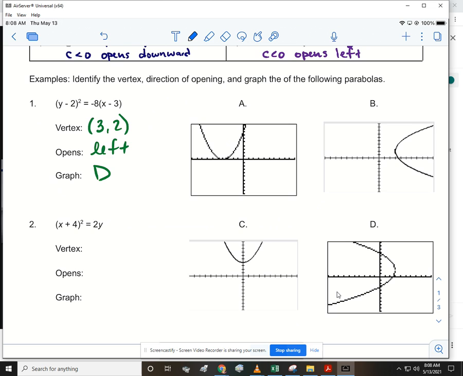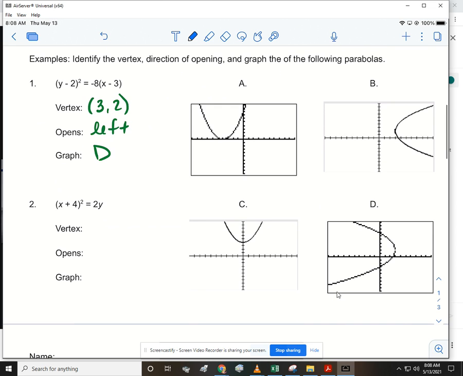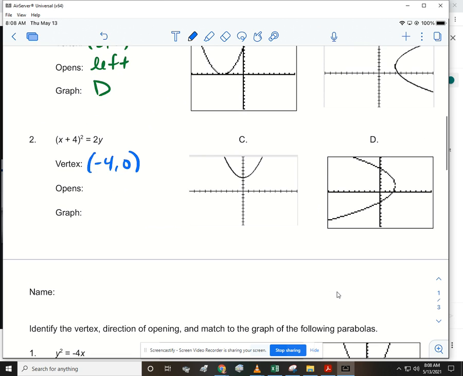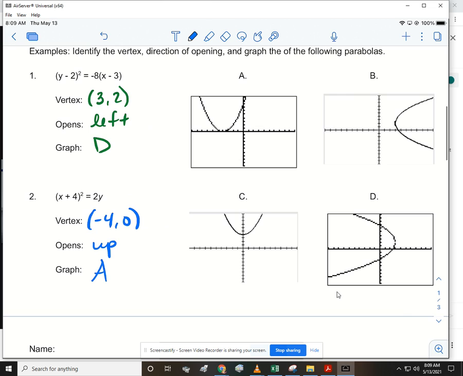For number 2, what do you guys think about the vertex? This one's a little more difficult. Good. Because there's a plus, we change the sign, and then nothing is subtracted from the y, so it's 0. What about the direction of opening? Upward. Yes. And what about the graph? C. You got your ordered pair wrong, so it's A.